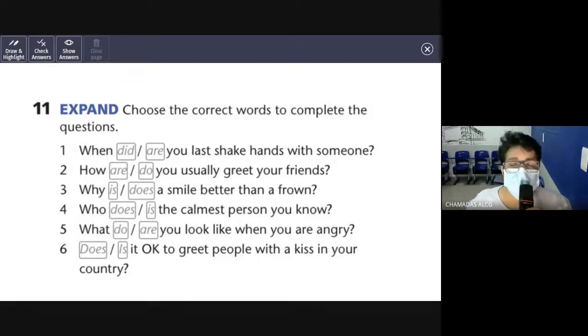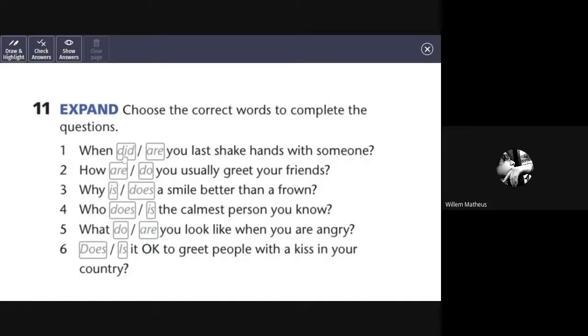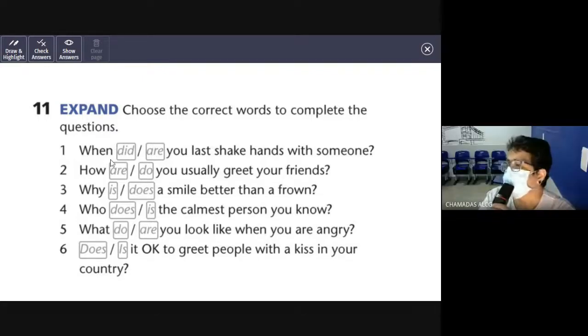Business people usually shake hands a lot when they meet a colleague. Okay. So, what is the wave verb? Yes, wave hands, acenar, né? Which one is this? When did you last shake hands with someone?